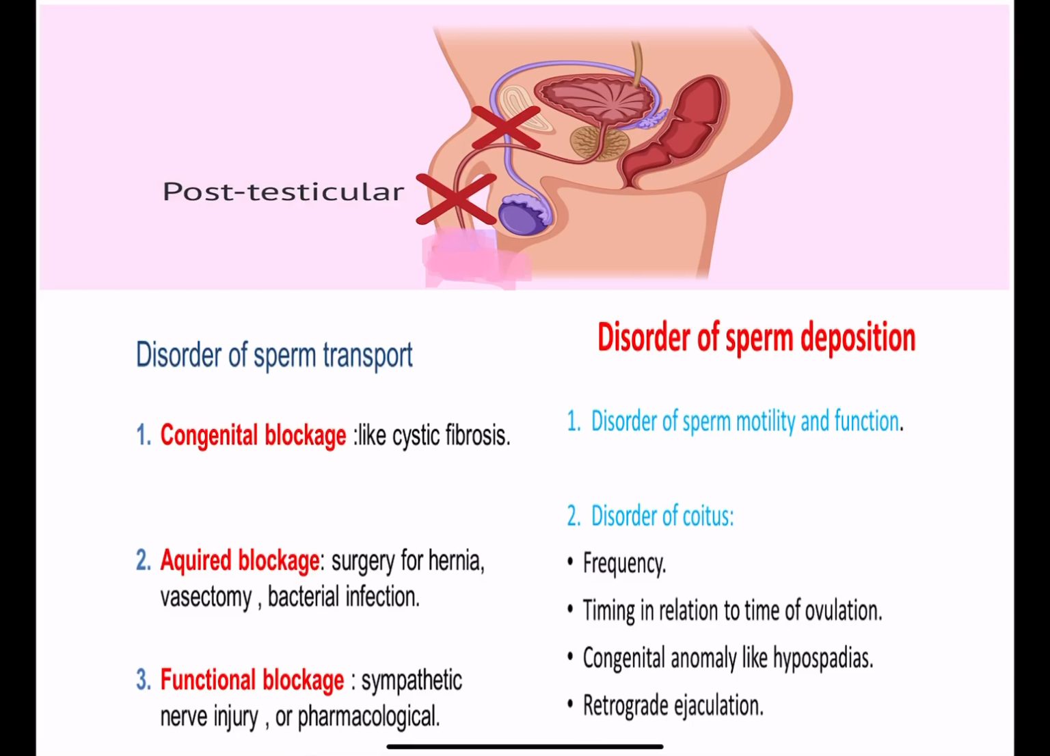Disorder of sperm deposition is either a disorder of sperm motility and function, a defect in the sperm motility, asthenospermia, oligospermia, or abnormal morphology, or a disorder of coitus, and this may be due to the frequency of coitus, which should be at least twice per week to achieve pregnancy. Timing of coitus in relation to the time of ovulation. And number 3, congenital anomaly in the penis like hypospadias or epispadias. And number 4, retrograde ejaculation, which occurs in long-standing diabetes.